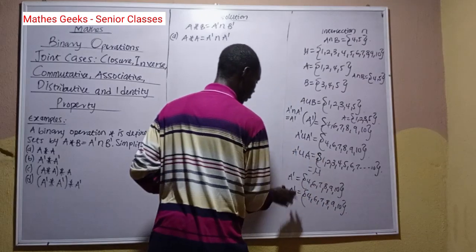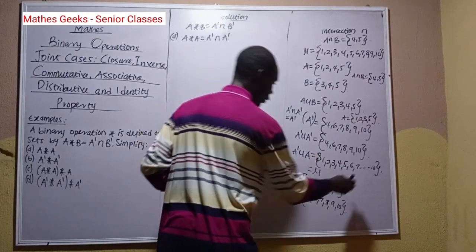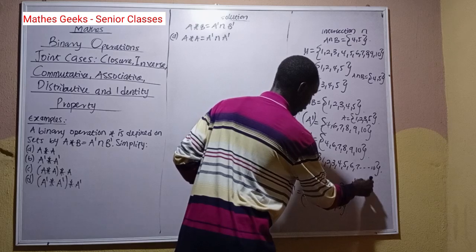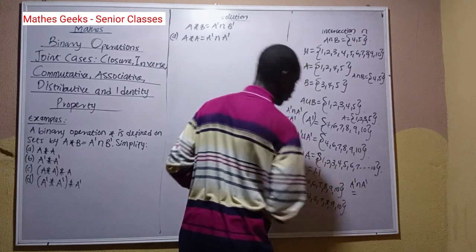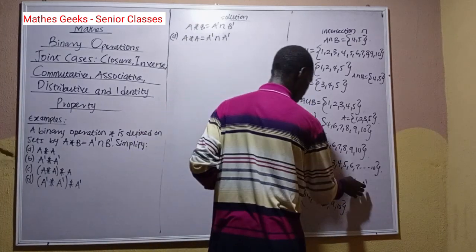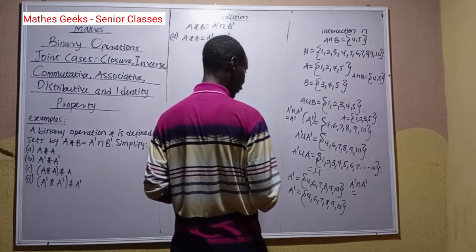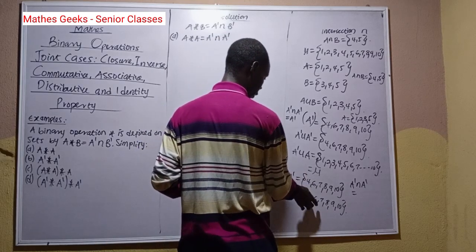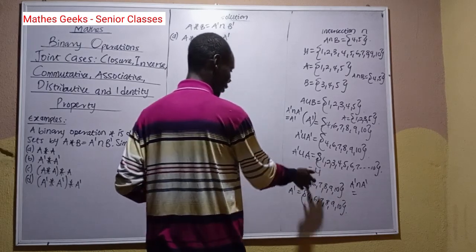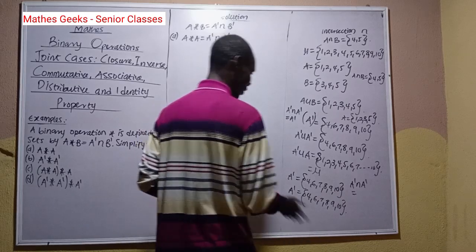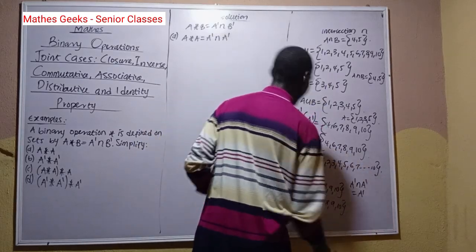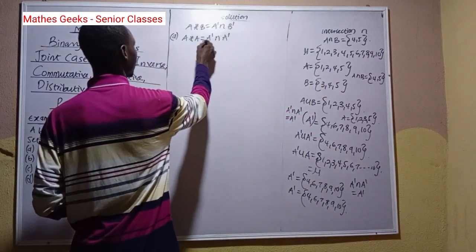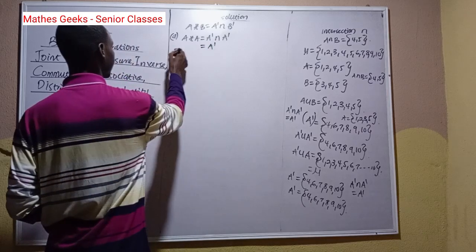So if there's an intersection between this and this, as A complement intersection A complement, from set theory you know that intersection means elements that are found in this set as well as in this set. What are the elements that are in this set that are also in this set? It's the same A complement. So our answer is A complement.